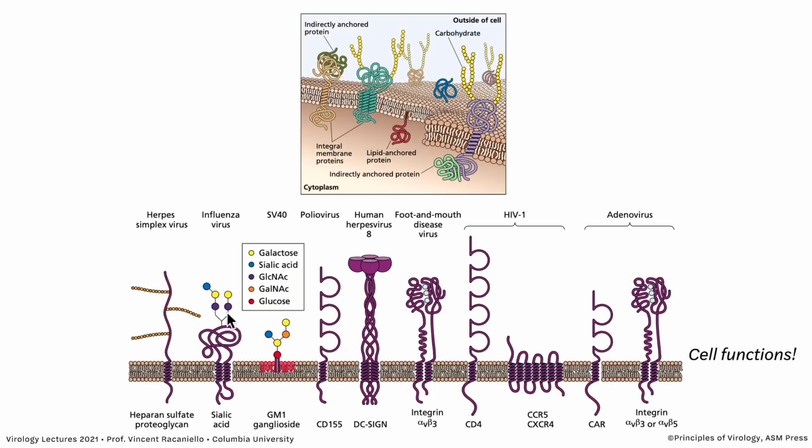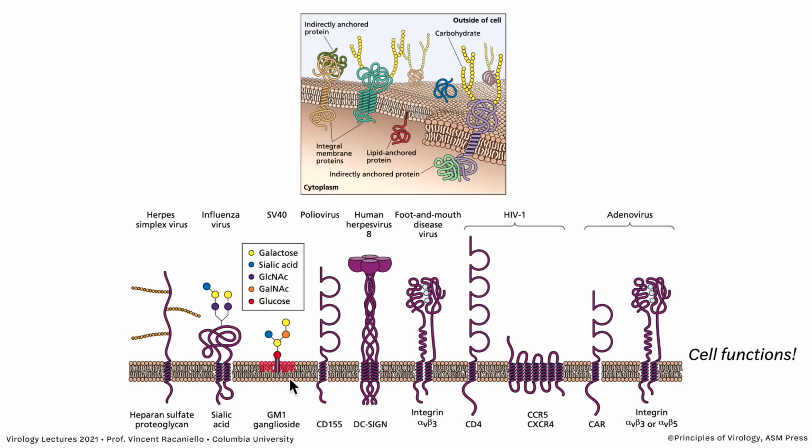And down here on the bottom are some known virus receptors. All different kinds of proteins. We have here on the left heparan sulfate proteoglycan, and sialic acid for influenza virus. Sialic acid is the blue sphere, as you can see in the code here. And these are other sugars that are part of this glycoprotein. And sialic acid is always the last sugar on these chains, and the influenza virus binds to that.